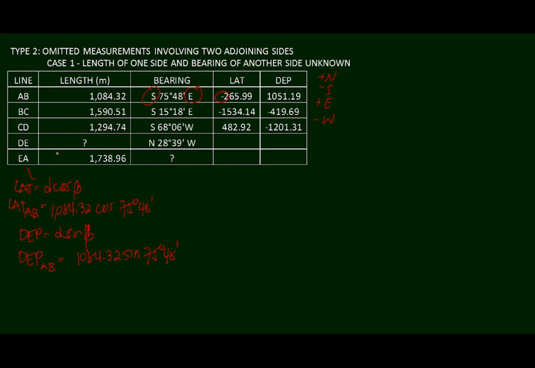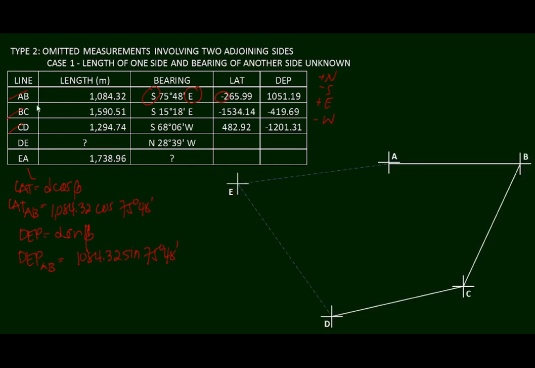So, ganyan po yung ginawa ko to solve for the latitudes and the departure of our lines with complete data. So again, yung mga lines na kompleto ang data, we have AB, BC, and CD. Kulang ang data ni DE tsaka ni EA. So if I'm going to draw or illustrate yung traverse na ito, it will look like that. So yung aking line DE tsaka line EA ay broken line siya kasi incomplete yung kanyang data.